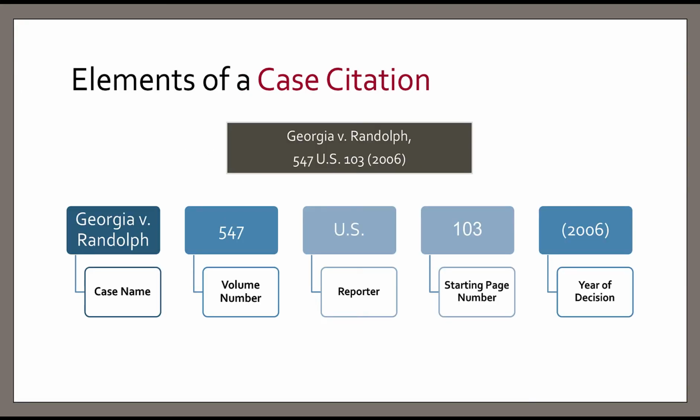A typical case citation contains 5 basic elements: the case name, most commonly the names of the parties, although this can vary based on the type of case or the number of parties involved. The volume number of the book in which the case was published, called a reporter. The abbreviation for the reporter name. The starting page number of the case, and the year of the decision.